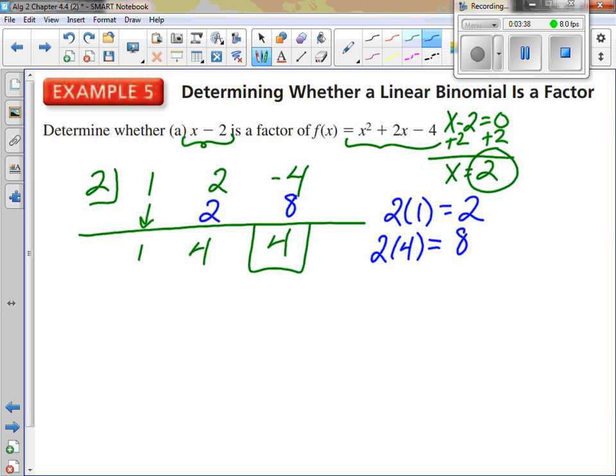So is x minus 2 a factor of this polynomial function? No, because we wanted the remainder to be what? 0. No. And that's it. That's all we had to do. We just had to determine whether it was a factor or not.